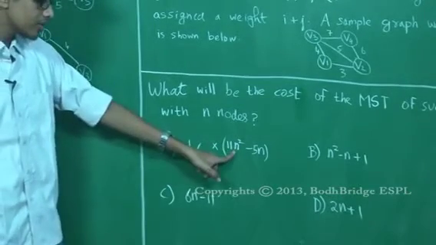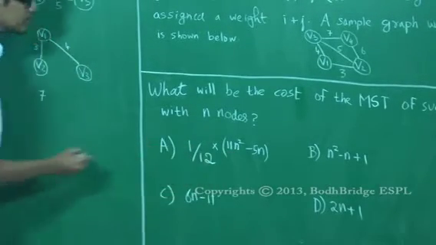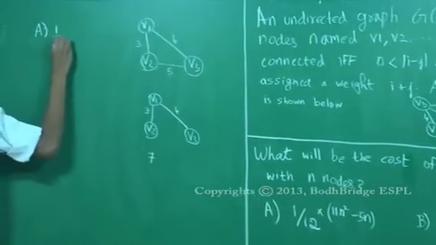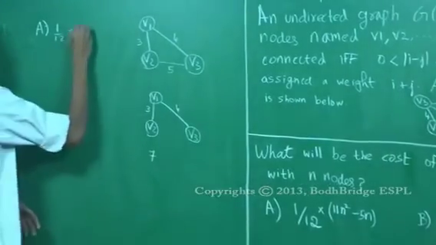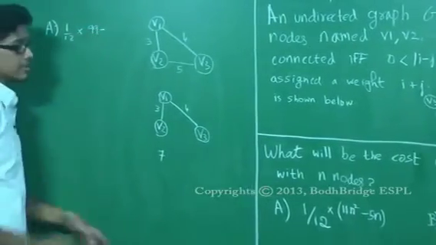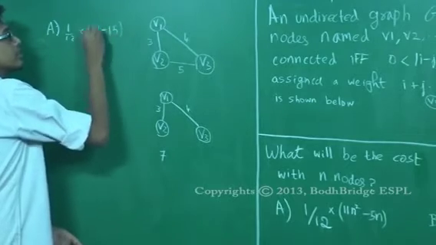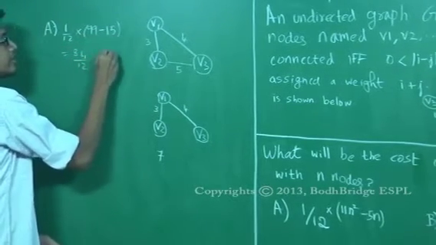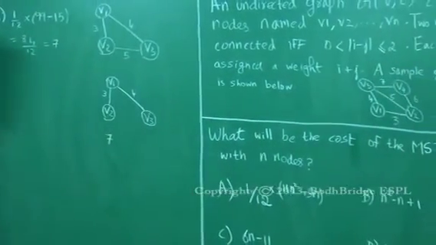You put n equal to 3 here, so option A is 1 by 12 into 11 into 3 squared, which is 99, minus 5n, which is 15, 5 into 3. So this becomes 84 by 12, which is 7. So option A satisfies for this.